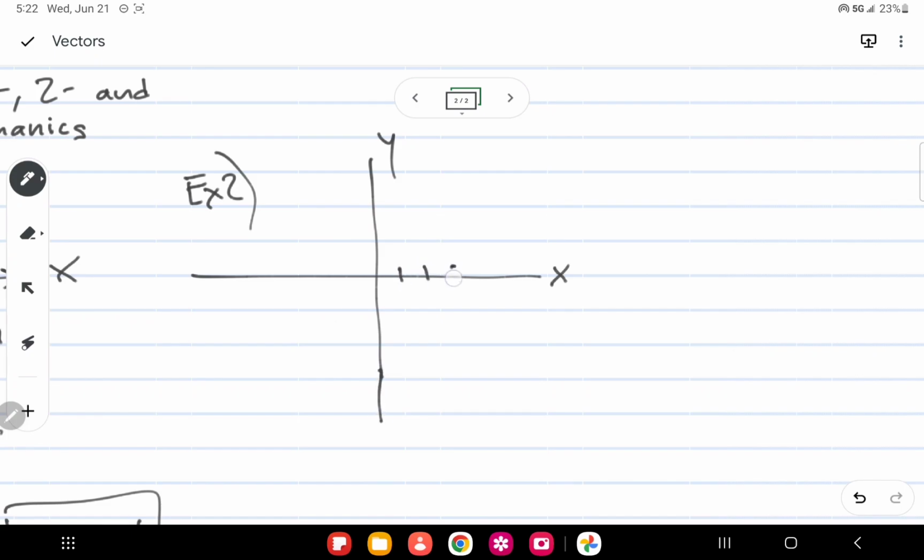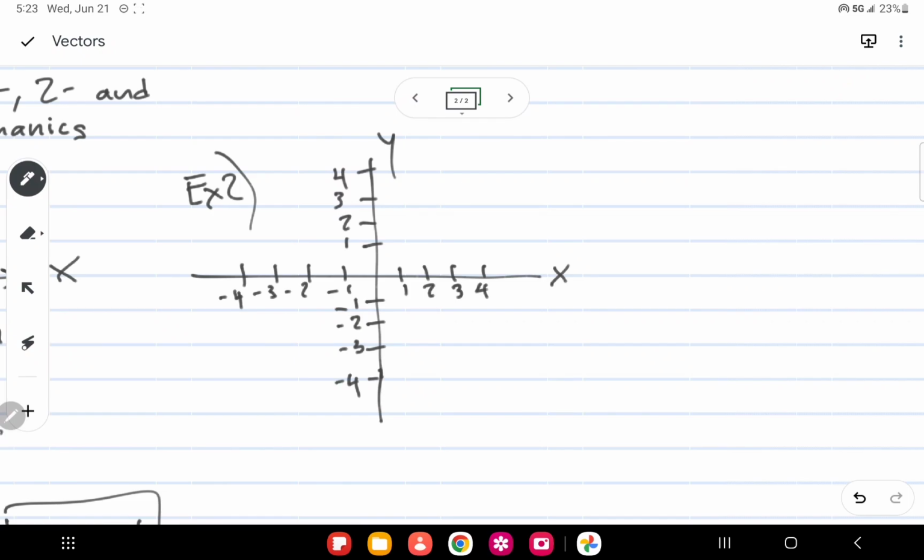Let's say 1, 2, 3, 4 on each side. The right side of the x-axis is positive, so 1, 2, 3, 4. The left side is negative. And then the bottom half of the y-axis is negative, and the top half is positive.